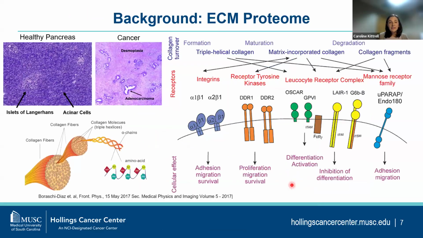So what about the ECM in pancreatic cancer? So this is just an H&E of a healthy pancreas, and you can see how cellular it is. So we have all of these acinar cells. Those are the exocrine cells that are making all of our digestive enzymes. And here's our islet of Langerhans that are producing insulin. And when we have cancer within the pancreas, you see how decellularized it is. It's all this pink stroma. Desmoplastic stroma is abundant.